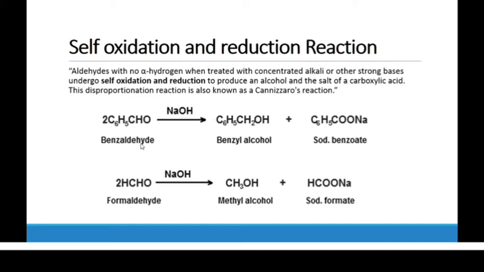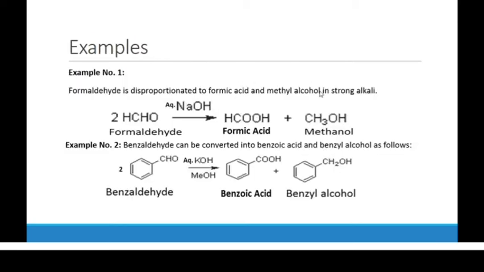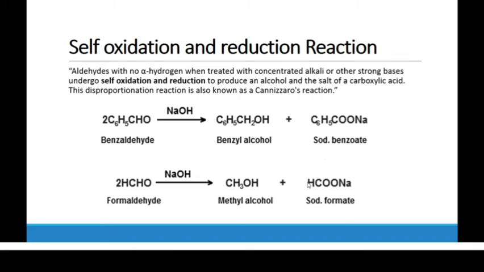Now you have to find out. This is the equation. We have benzaldehyde, benzyl alcohol, sodium benzoate. We have formaldehyde, methyl alcohol and sodium formate. Now you have to see here: we have sodium benzoate here. But in our previous slide, we had methanol, formic acid, and benzoic acid. But in this slide, we have sodium benzoate and sodium formate, not formic acid. Why? I will give you this in the mechanism.